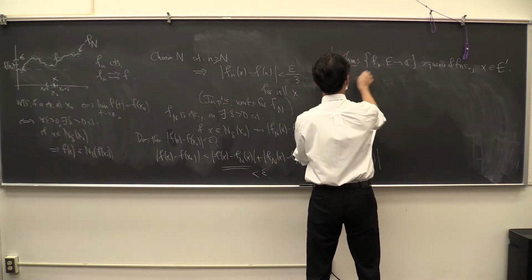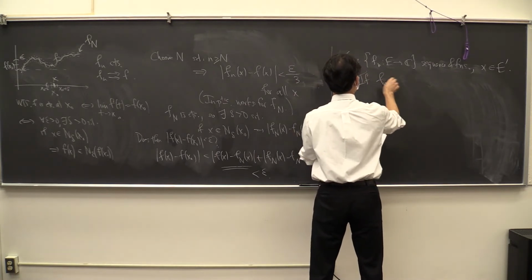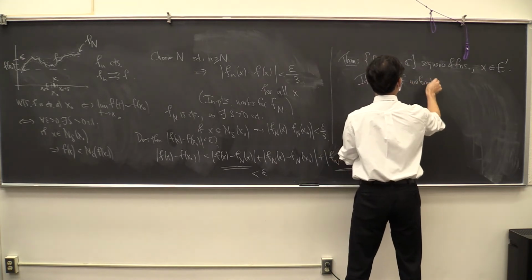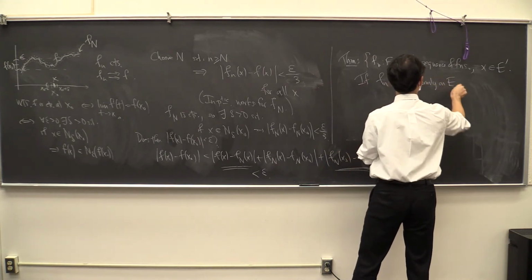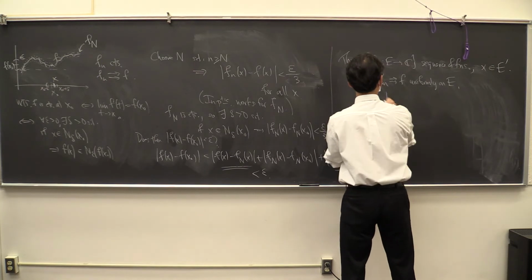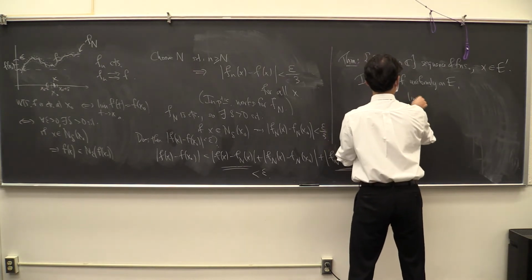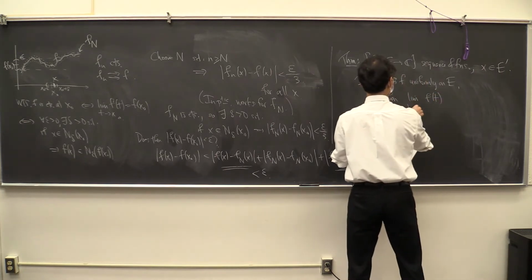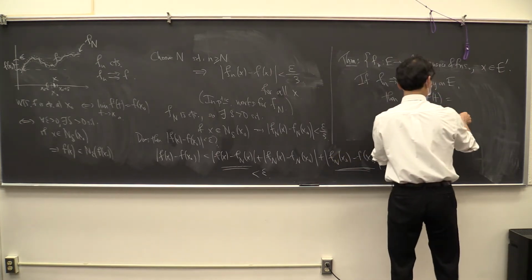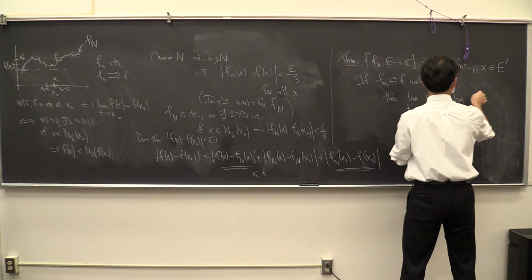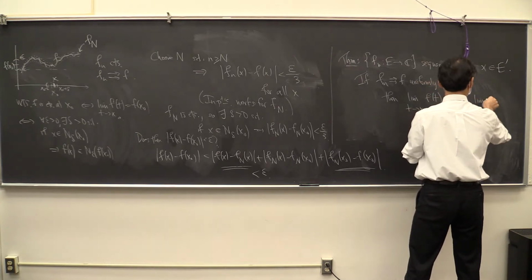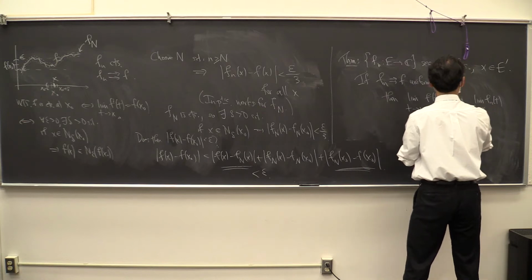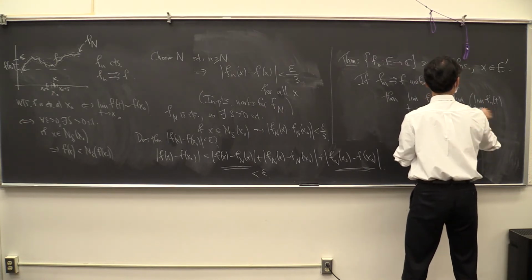Okay, so then if f sub n converges to f uniformly on E, then the limit of f of t as t approaches x is the same thing as the limit of f sub n of t as t approaches x, as n goes to infinity.